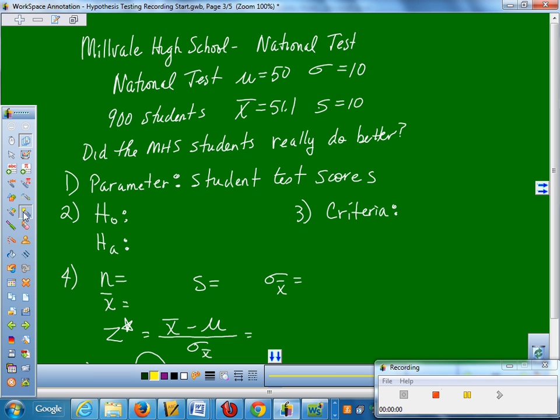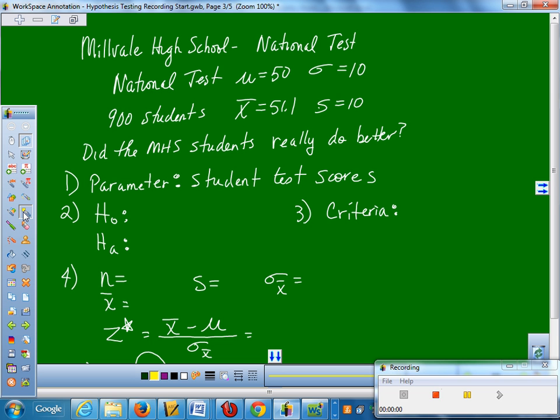deviation of 10. The 900 students at Millvale High School who took it had a sample mean of 51.1 and a standard deviation of 10. So it appears that the Millvale students did better than the national average. And that's our question. Did they really do better, or was it just a fluke of the testing, and if we sampled them again, we might get different results closer to the actual national mean of 50.